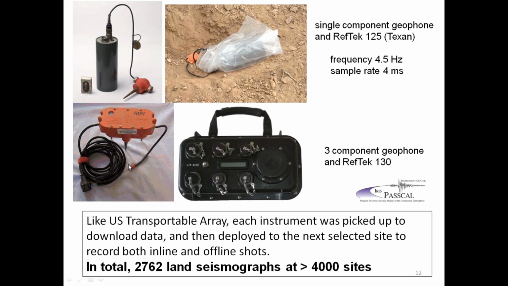We also use 3-component geophones, shown here with north and east directions marked by arrows on the top. The RT130, shown by the black box, is used to record the data. Like the USArray Transportable Array, our instruments were picked up to download the data and then deployed to the next selected site to record both inline and offline shots. In total, over 2,700 land seismographs were deployed at over 4,000 sites.